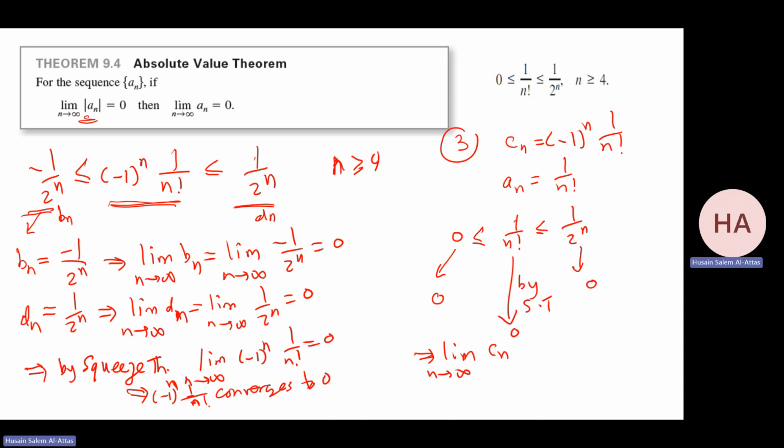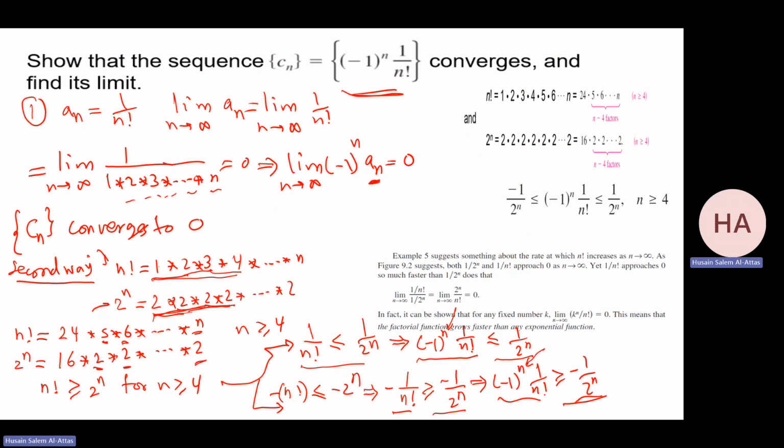I'm taking the positive, huh? So the limit of the absolute value of Cn is equal to 0. That means the limit of Cn goes to 0, so it converges to 0. Cn is the original sequence with the minus 1 to the power n. Okay, so I did this 3 ways.